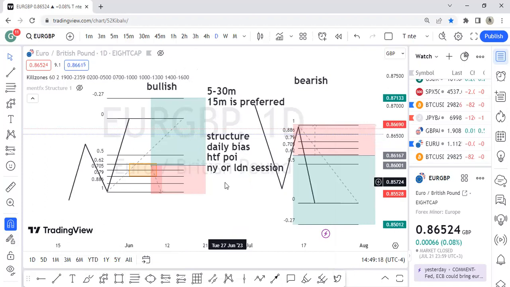You have to have your higher time frame POI, meaning that you are not looking at this at any random area, right? This must occur at your higher time frame point of interest. So this is what you're looking for. This is all you're looking for, right?